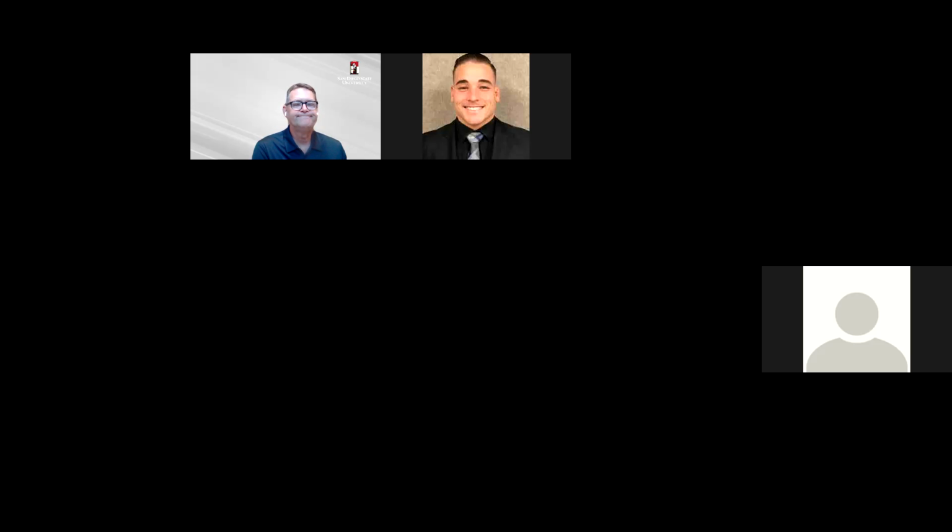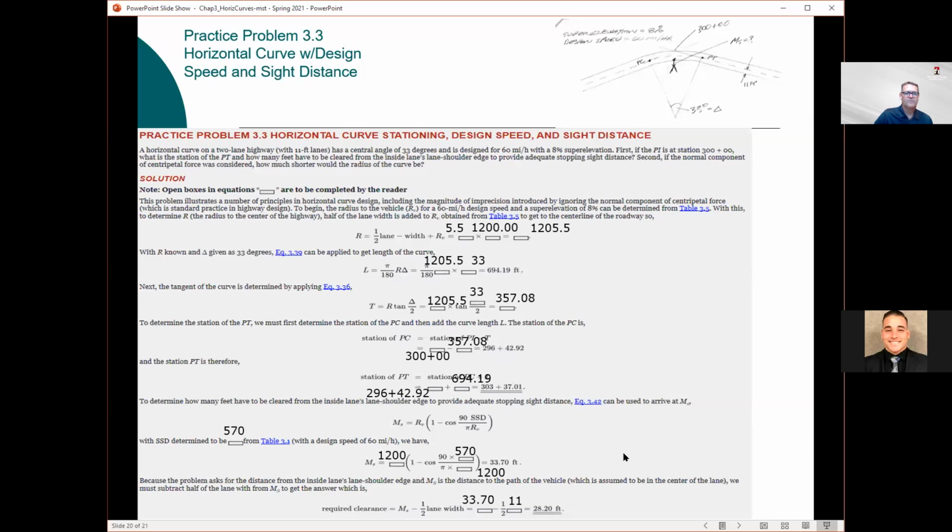Yes, I have a question, Professor. I think it's pretty trivial, but I don't know why I'm struggling with it. In the problem that we just worked on, the practice problem 3.3. Yes. Here, I'll use your slides instead of my book. So the third equation from the bottom where we plug numbers in, where it's 296 plus 42.92 plus this. How did we get that to equate to the 303 plus 37.01?